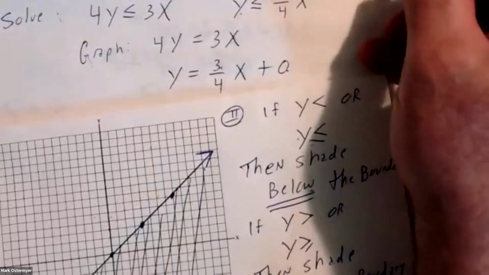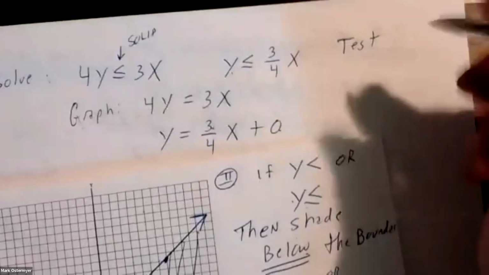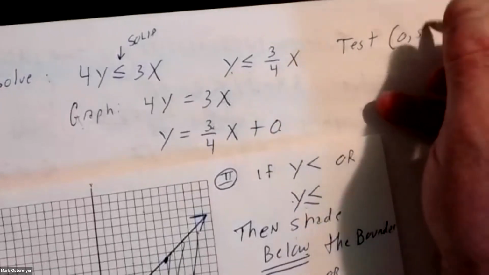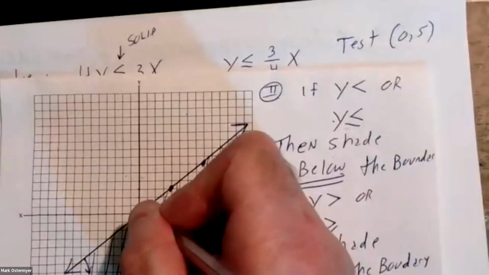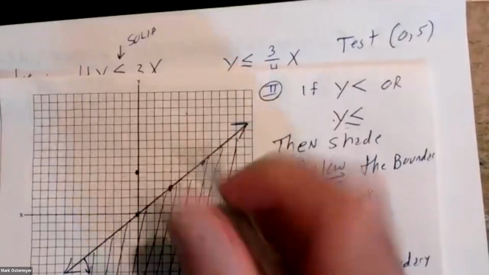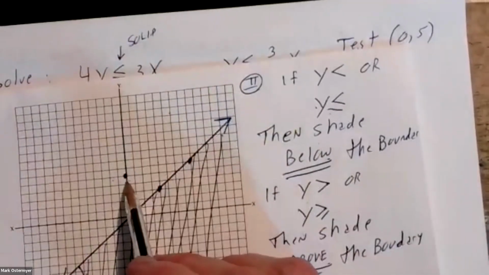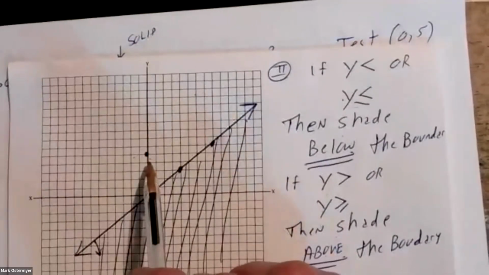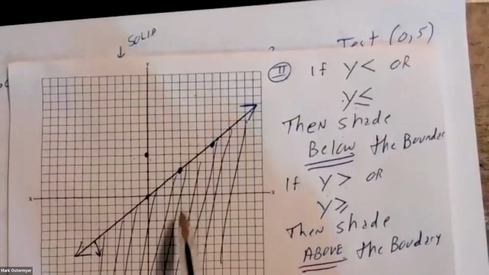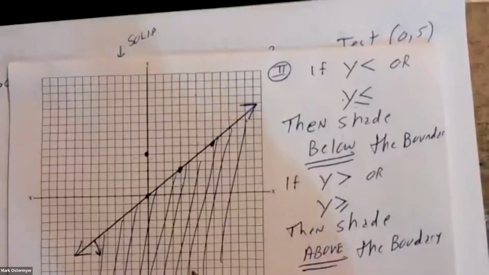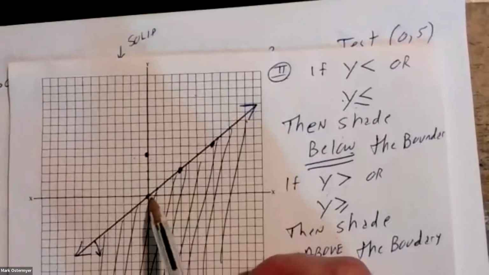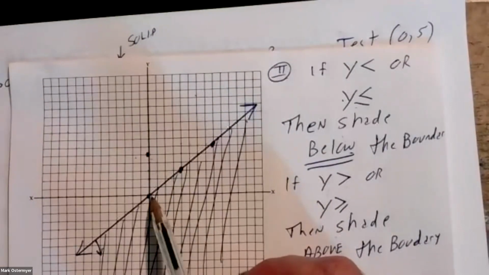So I'm going to test the point (0, 5). And notice (0, 5) clearly lies above my boundary. That's my test point that I decided to choose. You could have chosen one down in this plane also, it doesn't matter. You got to choose one on one side. Why can I not use (0, 0)? Because the boundary goes through (0, 0). You got to choose some other test point.